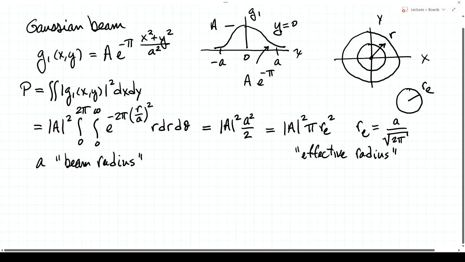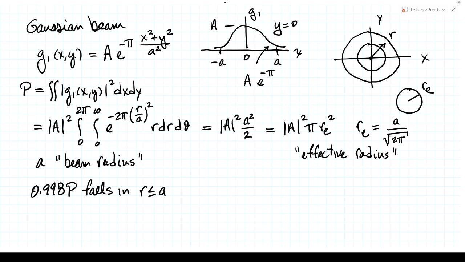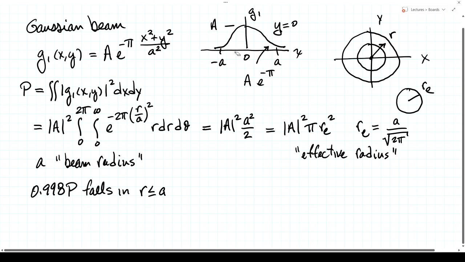And so if you take this expression, and instead of integrating from 0 to infinity, you integrate from 0 to a, you find that you get about 99.8%, or 0.998, of the total power P. And so that's how much falls within a disk of radius less than or equal to a. So the great majority of the power falls between these two limits along the x-axis, minus a to a, or in polar coordinates, between r from 0 to a.